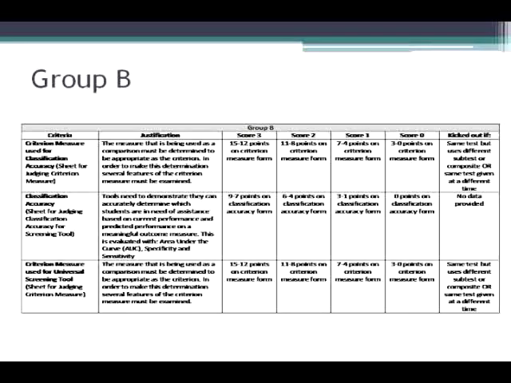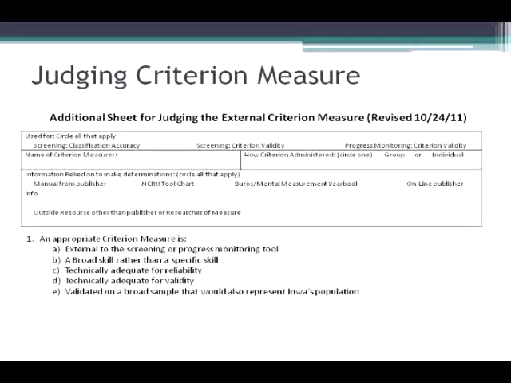And the criterion measure used for the universal screening tool. In some cases, a different criterion measure is used for classification accuracy analysis and for other criterion-related validity analyses. So in those cases, the tool had to be reviewed twice, or the criterion measures had to be reviewed twice with respect to that same tool. So the external sheet for judging the criterion measure starts off with some descriptive information.